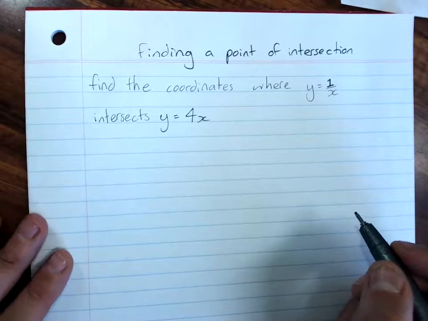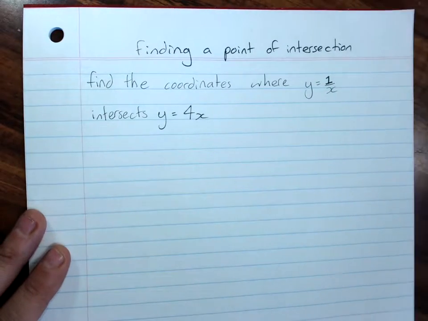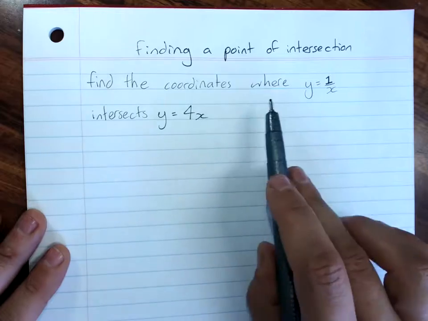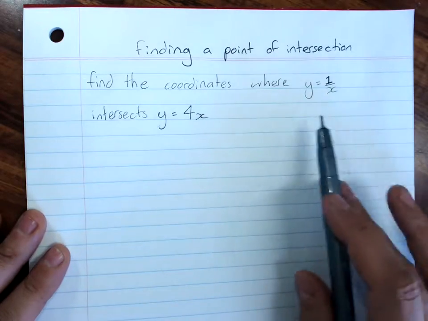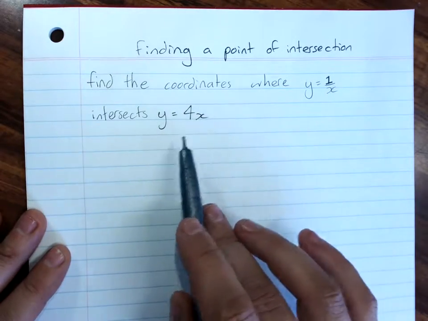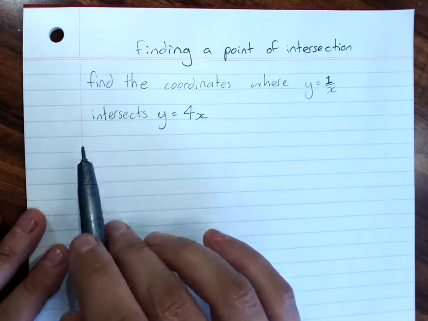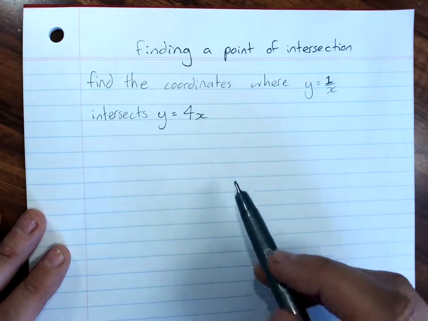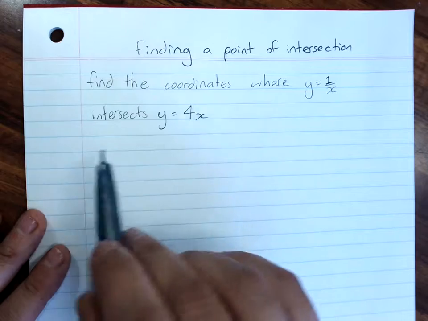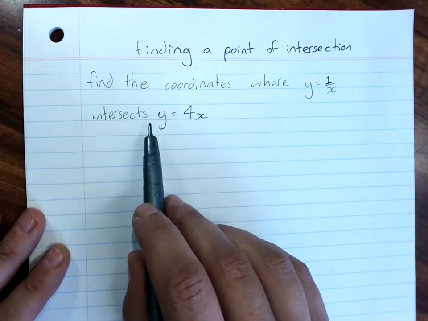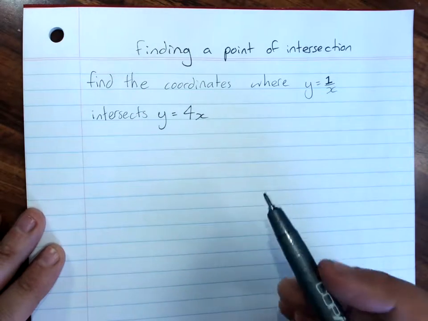Finding a point of intersection. There's a bunch of questions where you might be asked to find the coordinates where a nonlinear graph intersects with a straight line graph. And the point at where they intersect will of course have the same y values.